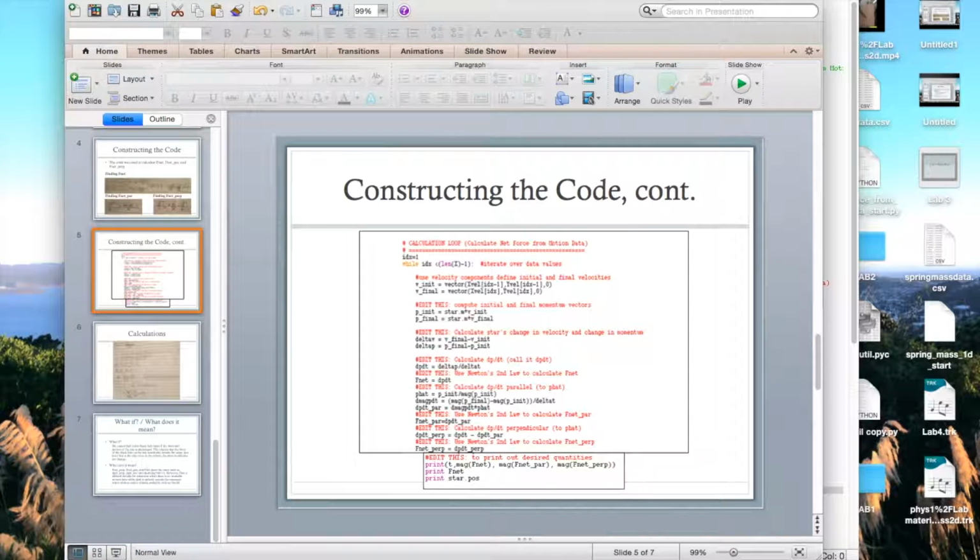I edited a few things on the code, specifically in the calculation loop, where I edited equations for velocity, momentum, net force, and dp/dt, both parallel and perpendicular, to match Newton's second law and the momentum principle. I also printed off the magnitude of the net force, which I'll use for my mass calculation, as well as the final star position, which I can also use for the calculation.